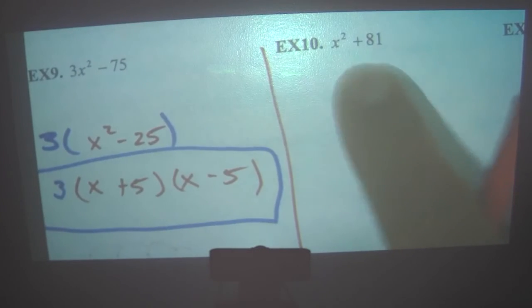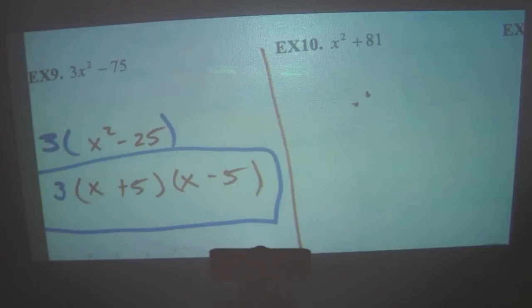You cannot come up with factors of a positive that add up to 0. Factors of 81 are 9 and 9, but those add up to 18. Or -9 and -9, those add up to -18.